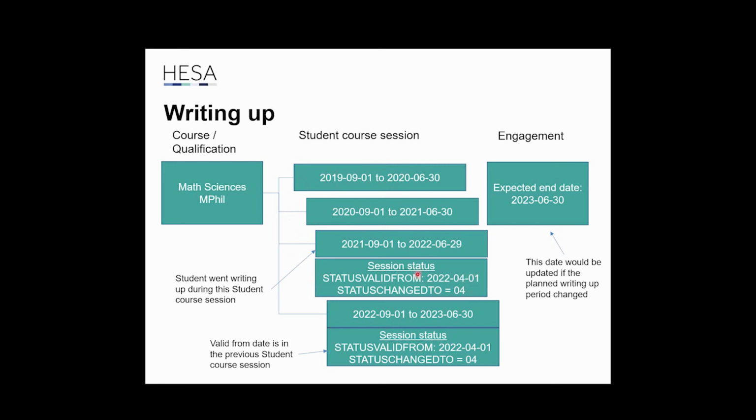Now, the slight difference with the writing up status in the session status entity is you have to keep returning it if that's still applicable. So even though the student went to writing up status in the 3rd year, when it comes around to their 4th year, because they're still carrying on, you have to return the session status again, but you keep the date the same, as the actual date when they first went to writing up, because that's what's important to us in this. And again, expected end dates would be updated if their planned writing up period changed significantly.